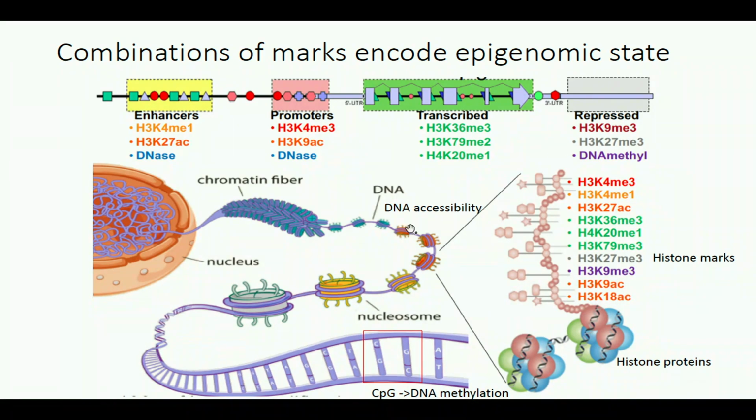The first is, of course, DNA accessibility, where part of the genome will open up, with different enzymes participating in trying to open up the DNA. We'll call this DNA accessibility or chromatin accessibility.